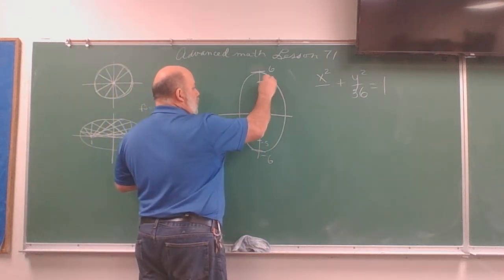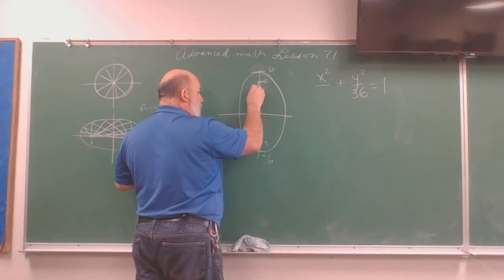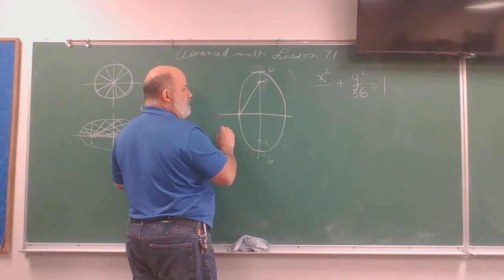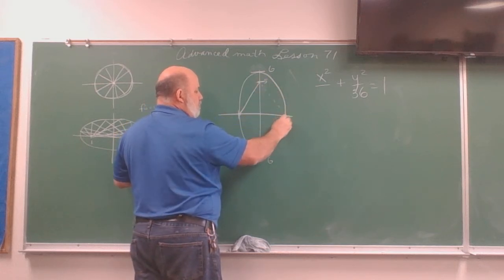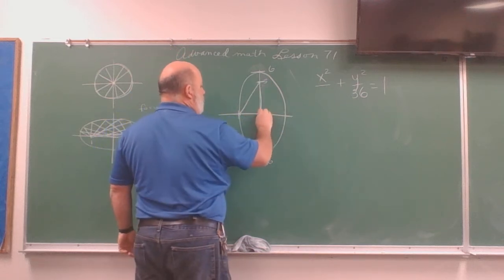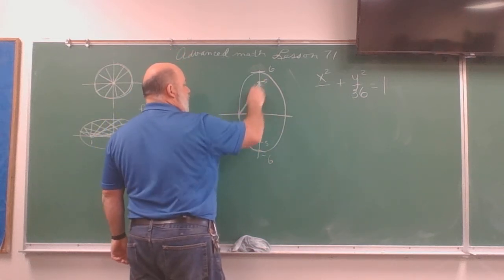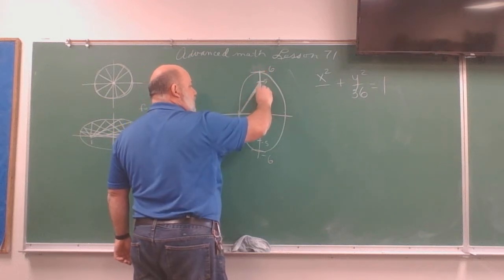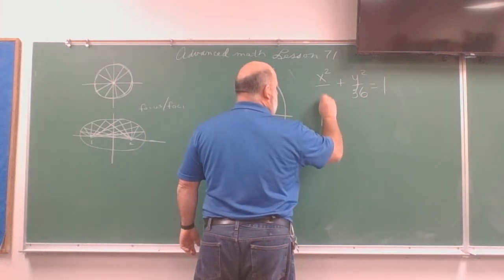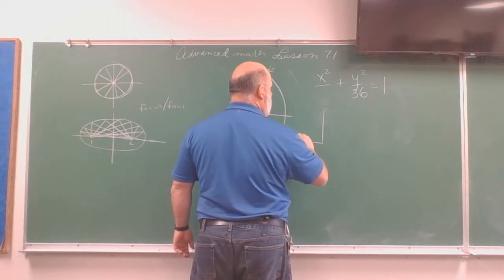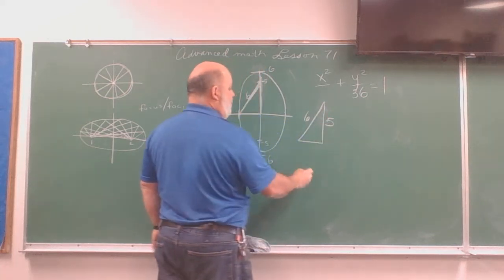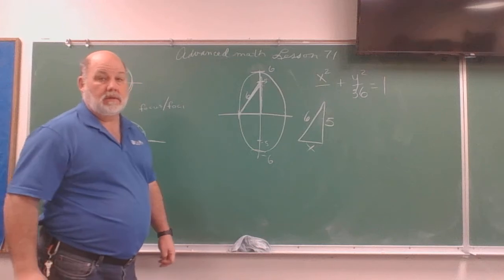But I need to draw a line from that focus down to this vertex. By the way, I could have drawn it to this one, or I could have done any of these. It doesn't matter. But here is my triangle. This hypotenuse is always the length of this major axis. So it's also going to be 6. So I've got 6, 5, and we don't know what.